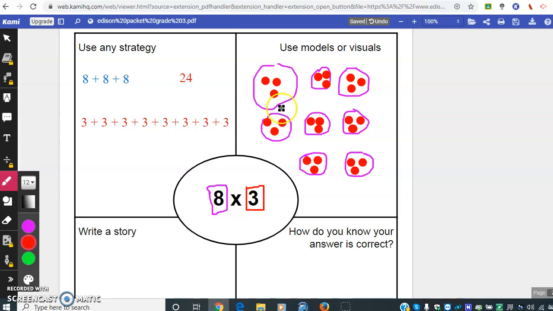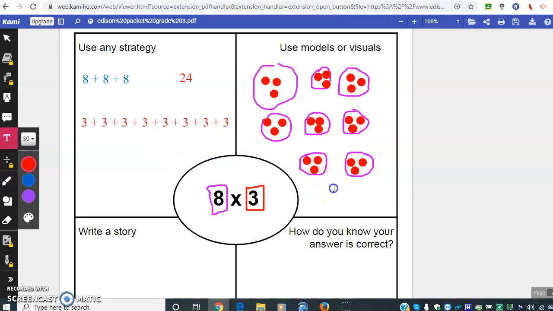Now if I use my model to solve it, I have 3. Another 3 makes 6. Another 3 is 9. 10, 11, 12. 13, 14, 15. 16, 17, 18. 19, 20, 21. 22, 23, 24. Same answer as I had before. 24.